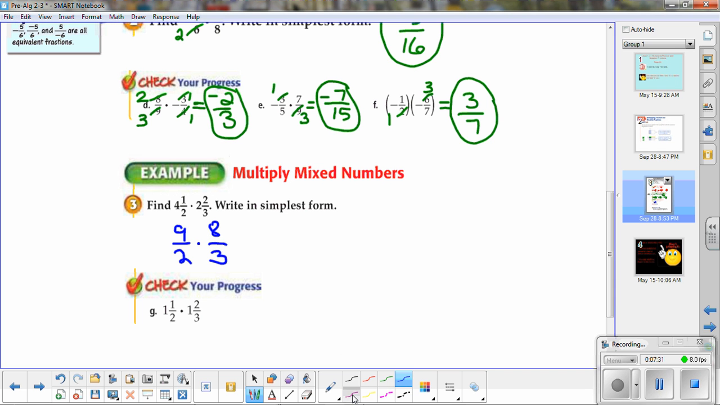Look for things that can be simplified. We can do two steps here of simplifying. 2 and 8 both can be divided by 2. 2 goes into 2 once. 2 goes into 8 4 times. And 3 and 9 both can be divided by 3. 3 goes into 3 once. 3 goes into 9 3 times. And then you have 3 times 4, which is 12, and 1 times 1, which is 1. But 12 over 1, it really is just 12.